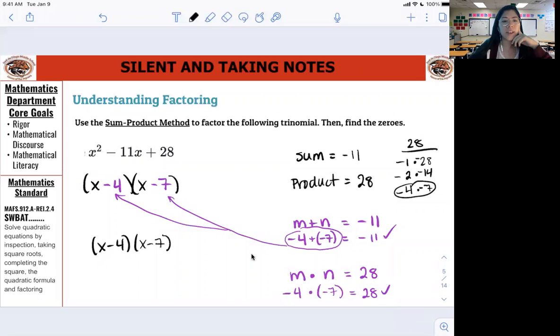So by the way, in this case, what are the zeros? Now that I've factored it, I know what the zeros are going to be. What are they? Yeah, +4 and +7.